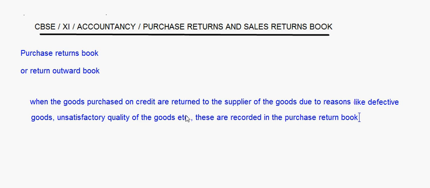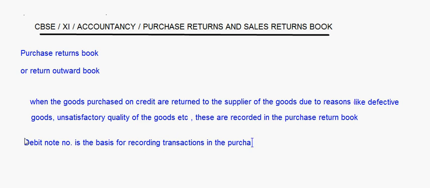So the debit note number is the basis on which this purchase returns book is made, right? Like in the purchases book and sales book, you have an invoice number. Here you will have a debit note number, on the basis of which we will be recording the entries, right? For sales return, it is the credit note, which I'll be coming to later on. So for the purchase returns book, the debit note number is the basis for recording transactions in the purchase return book, right?